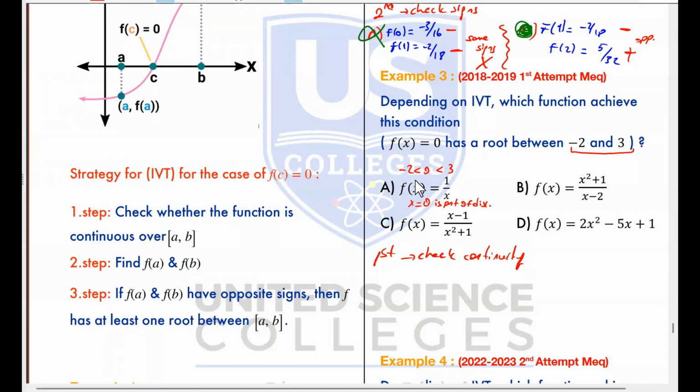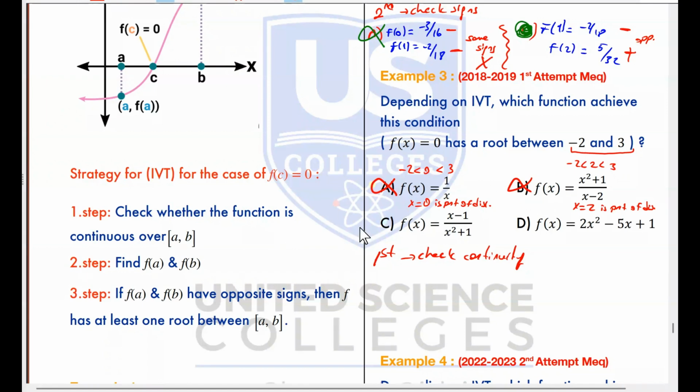So there is no root between those two numbers then. So option A is false. You eliminate option A. Alright. What about option B? What makes denominator 0? 2. So x equals 2 is point of discontinuity. Is 2 between negative 2 and 3, the given numbers? Yes, it is. So unfortunately, the function doesn't have a root between them because function is discontinuous over that interval. So option B is false.